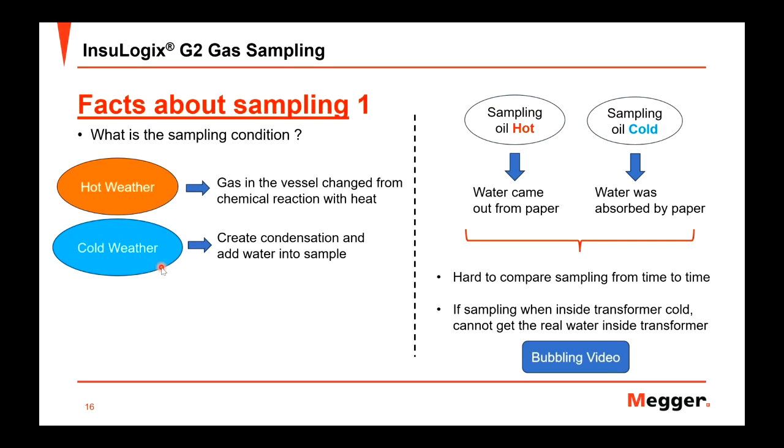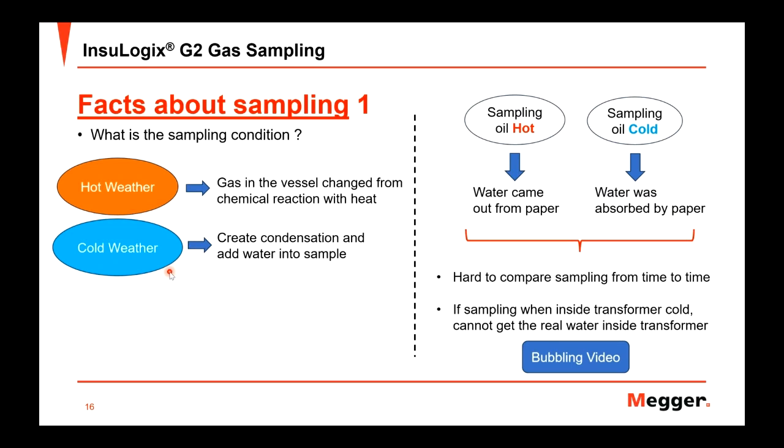Because if you do the offline sampling from your transformer, the best procedure is you must take that sampling to test as fast as possible. Otherwise, it will create some chemical reaction if the weather is hot and change the property of the gas inside of that sampling. Or if you sample in the cold weather, I don't believe that the vessel that collects that sampling has zero moisture inside.